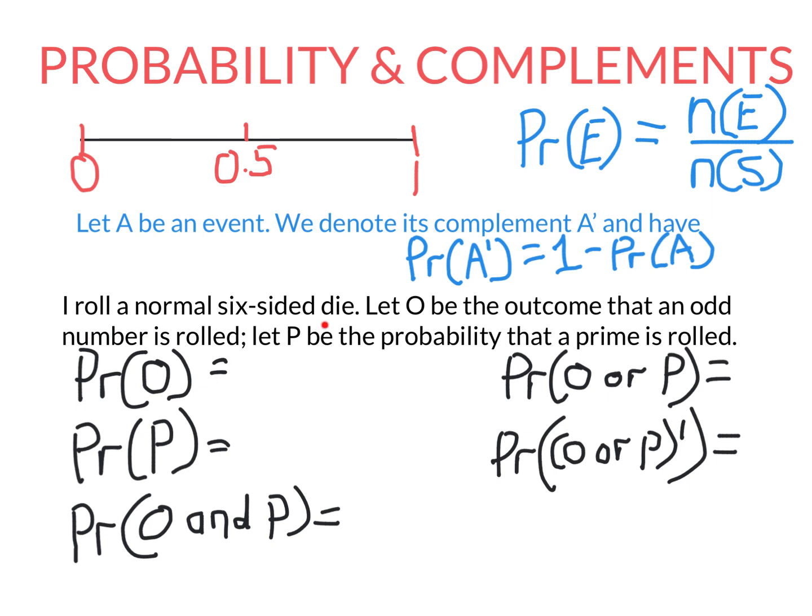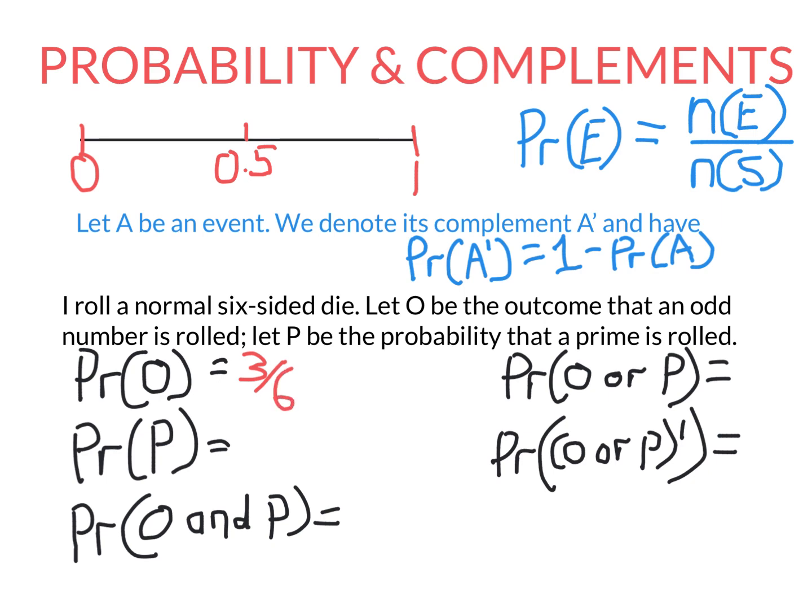All right, let's use this to answer some questions. So let's say I roll a normal 6-sided die. We let O be the outcome that I roll an odd number, P the outcome that I roll a prime number. So let's calculate the probability of O. Well, when you roll a die, there are 6 outcomes, all of which are equally likely, so I can use this formula. So the probability of rolling an odd number, there are 3 odd numbers on the die. There are 3 ways this can occur. I can get a 1, a 3, or a 5 out of 6 outcomes in total.